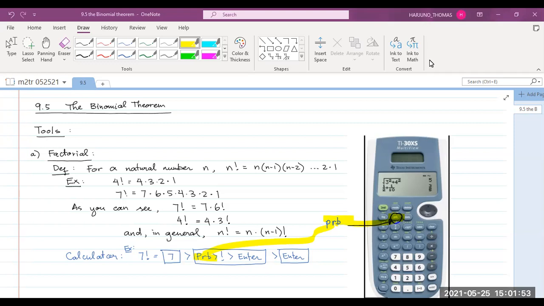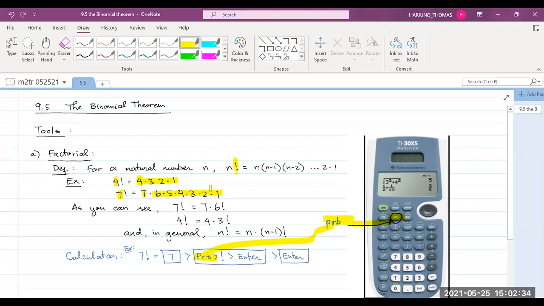The factorial notation is the exclamation mark. For a natural number n, factorial means n times 1 less than that, times 2 less than that, and all the way down to 2 times 1. So 4 factorial means you start from 4 and then you multiply all the way down to 1. 7 factorial means you start from 7 and then you multiply all the way down to 1.